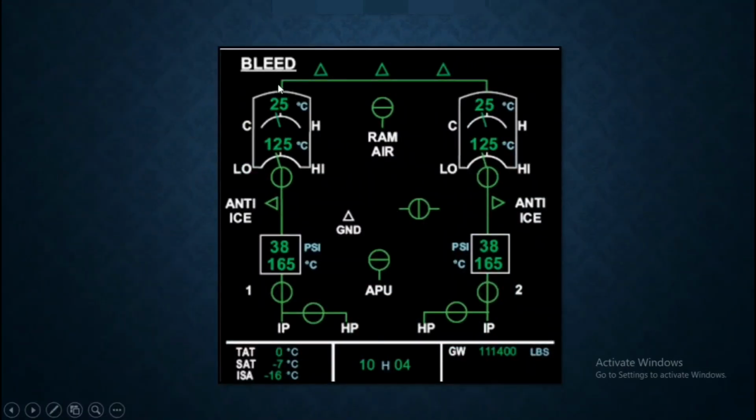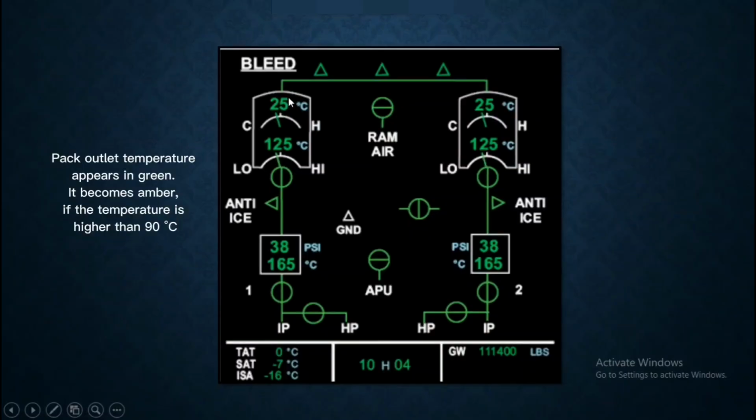Now come to the ECAM control panel bleed page. So this is your bleed page, and here we will cover the air conditioning system only, this portion. This is the portion for the engine, and this is your cockpit cabin, and this is aft cabin of mixer unit. It is going to the mixer unit, and this is your pack outlet temperature 25 degrees, just for example. Normally it will be in green color, this will become amber if it is above the 90 degrees Celsius, then you will get fault light on the pack 1 push button. So this is also good to know, if it is going above 90 degrees you will get fault light.